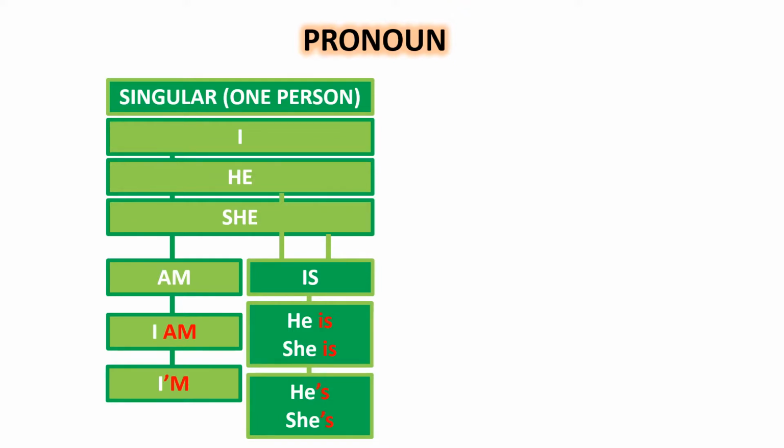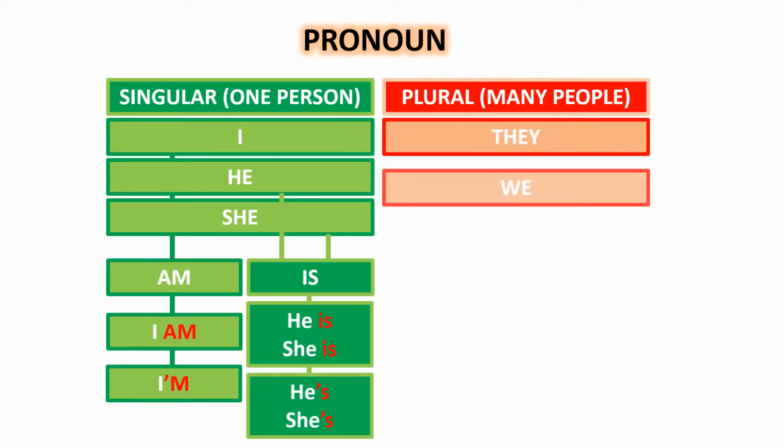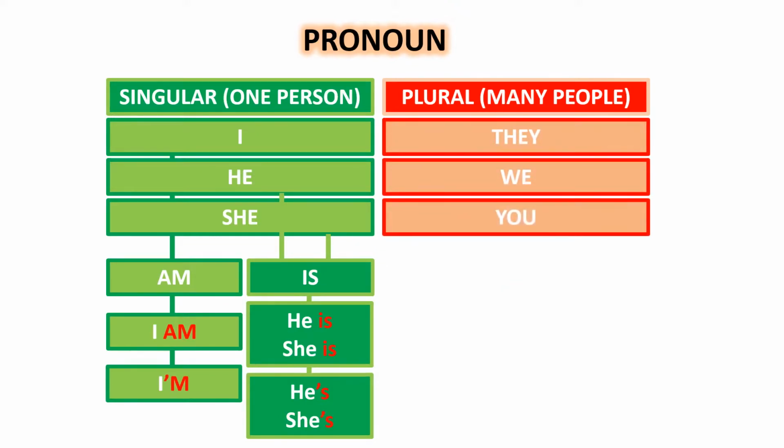Okay, the next one that we are going to learn is plural pronoun. Plural means many people or more than one. Okay, so when we talk about plural, we use they, we, and you. Okay, some of you might be confused why you is used for plural. Sometimes you is used for one person, and then sometimes it's used for many people. So why do we use you here? Because you is special. So you are.